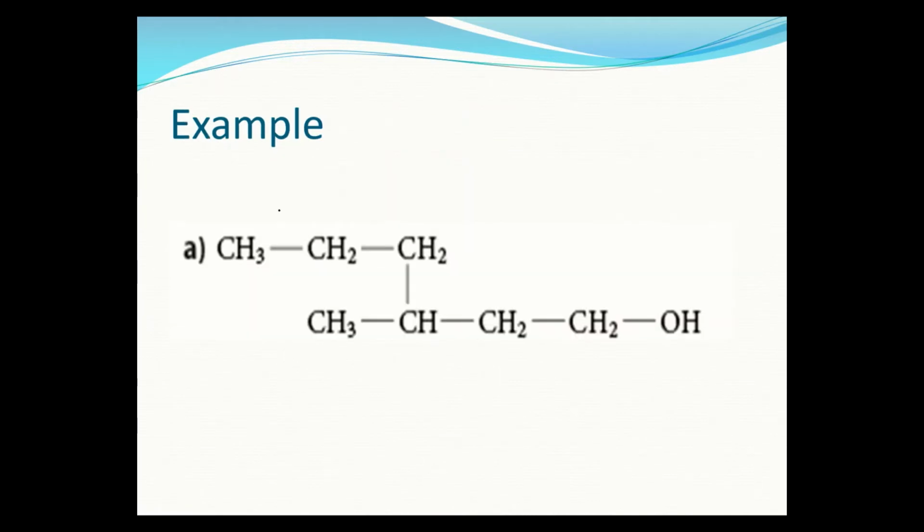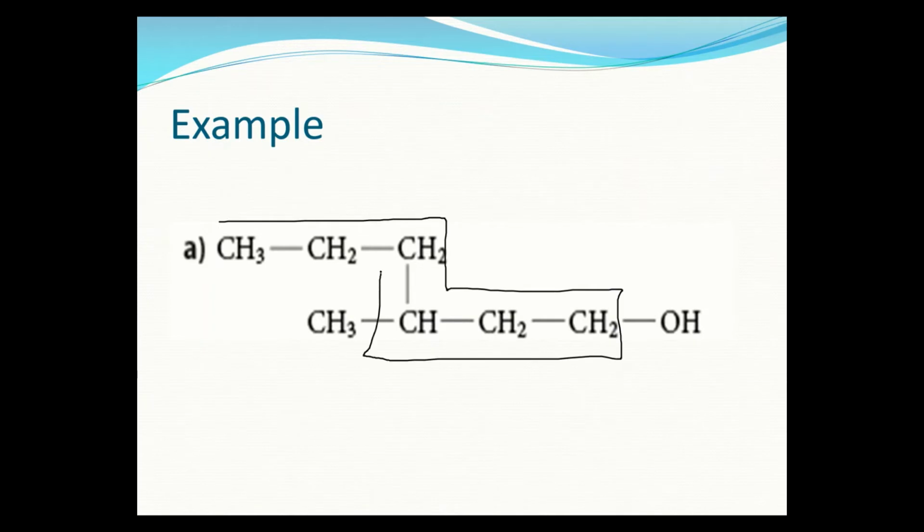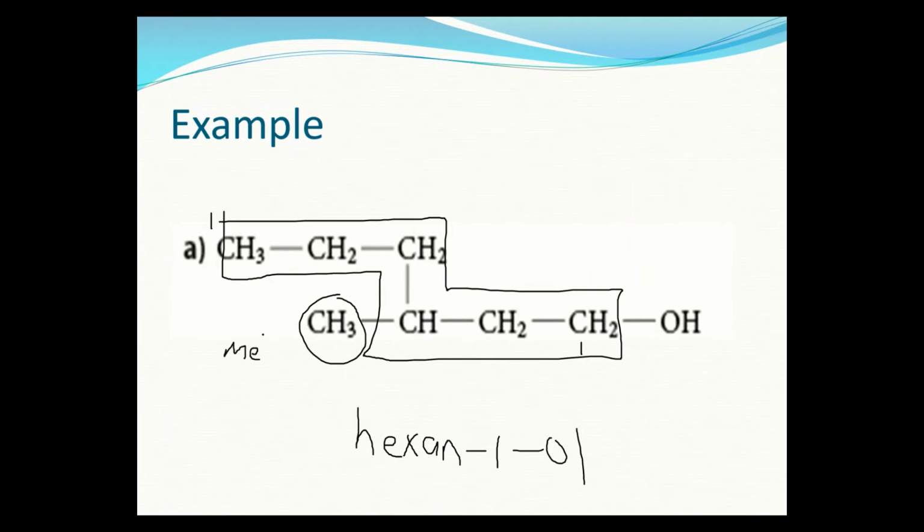Okay, so let's do an example. We find our longest parent chain like that. So we have 1, 2, 3, 4, 5, 6. This would normally be hexane, but I drop the E. We can start counting from here as 1 or here as 1. Obviously, we're going to start here because this is closest to our alcohol. So that alcohol is found on the first carbon, and we call it an "ol". And then here we have a methyl group off to the side. This is carbon 1, carbon 2, carbon 3, so my methyl group is found on the third carbon. So it's going to be 3-methylhexan-1-ol.